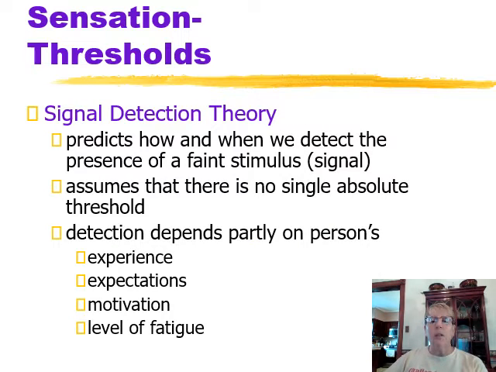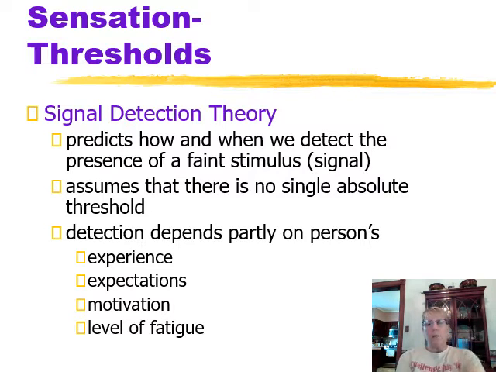All right, signal detection theory. Think theory. Right? Theories do what? They explain things. So basically, signal detection theory explains or predicts when you will be able to what? Detect faint stimulus or signals. Now, once again, like I said, there's no absolute threshold. It can change. Now, what can make it change? Detection, as you can see, experience, expectation, motivation, and level of fatigue all play a big role.